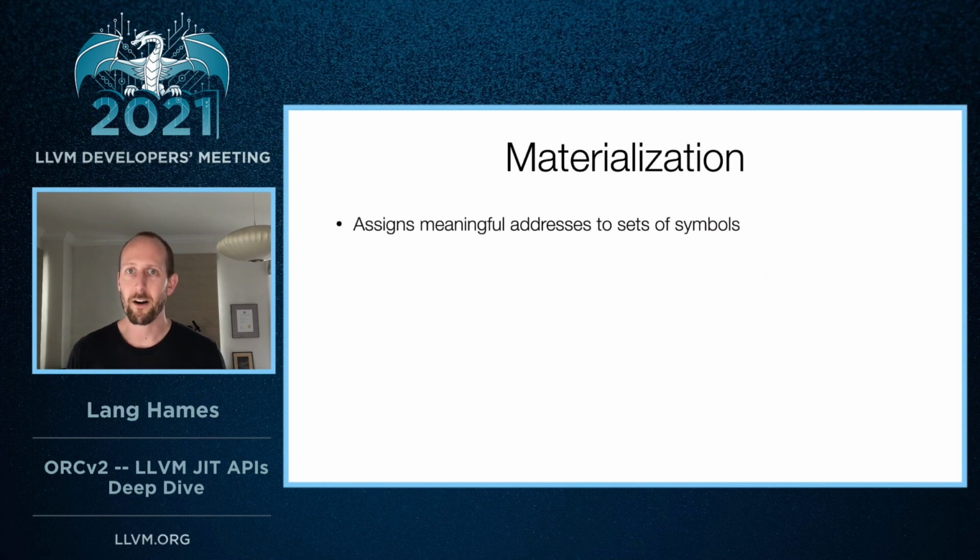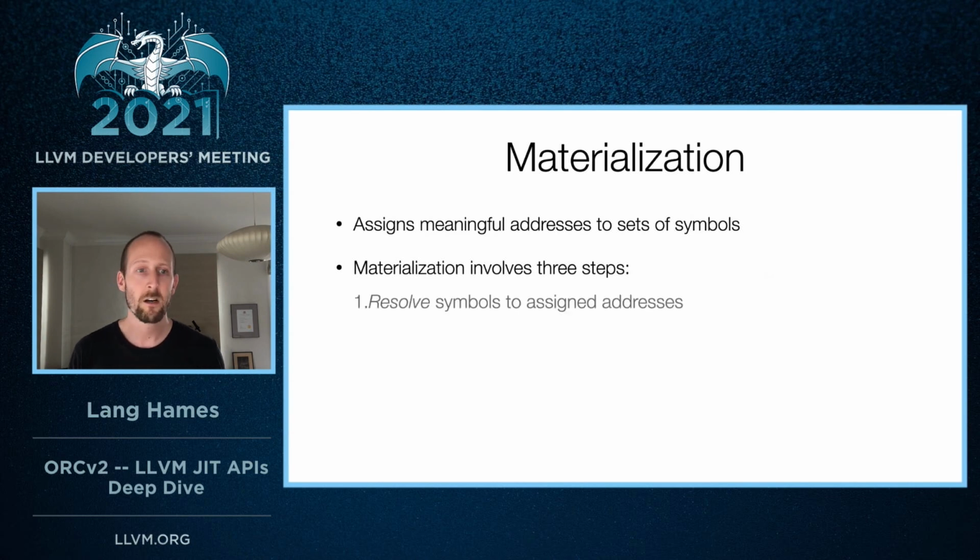Materialization is a really generic concept. It just means assigning meaningful addresses to sets of symbols. So this can involve compilation, but it can be much simpler than compilation, simpler even than linking. I'll give some examples in a moment, but however it's done, materialization always involves 3 steps. First, you're going to resolve the symbols that you're materializing to some assigned addresses. The symbol definitions don't need to be there yet. You're just going to create the association, symbol goes to address.